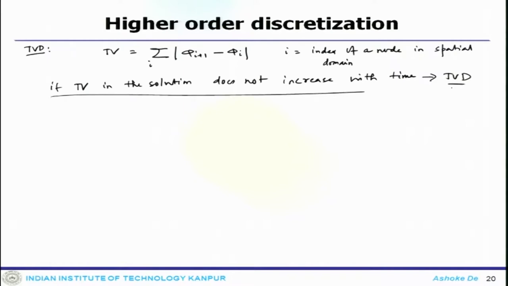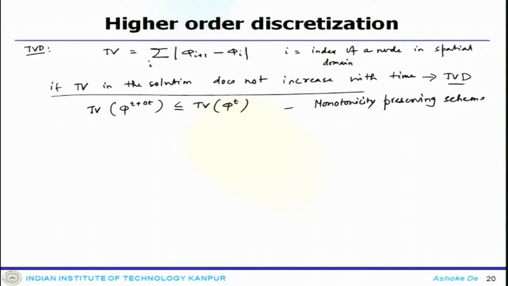So, mathematically, if one has to represent that, it means the total variation of phi at t plus delta t should be less than TV of phi at t. So, the total variation at the tth time step should be higher than the next time level. So, this is a monotonicity preserving scheme. TVD schemes are all monotonicity preserving schemes.